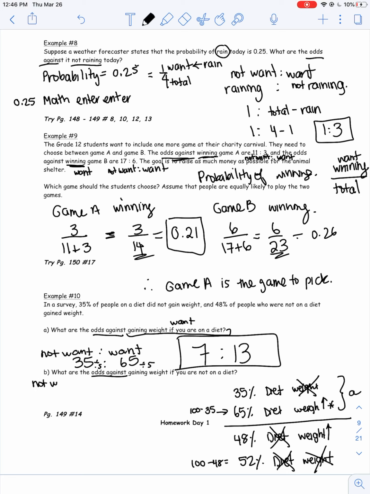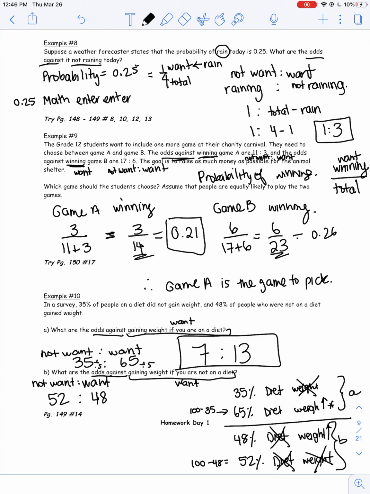For the next part, question B, it says odds against again, so we're going to write not want to want. And they're telling us that our want statement is gaining weight if you are not on a diet. Okay, so you are not on a diet, so that would be here. This is the question B that we're talking about, not on a diet. But you've gained weight, so that would be the 48, and that has to go into the want spot. Which means that 52, the other number that adds up to 100, should be the first number that you choose.